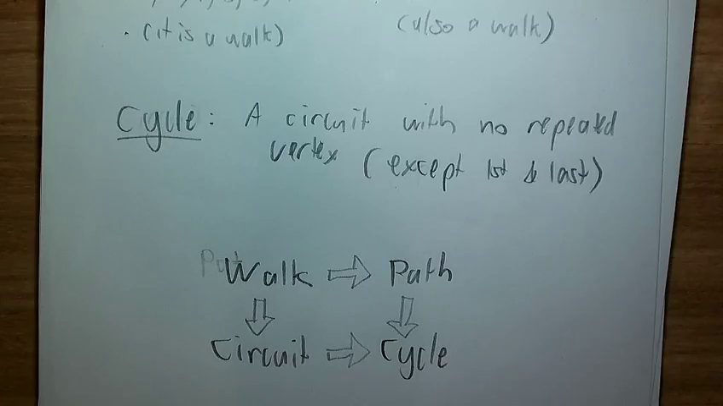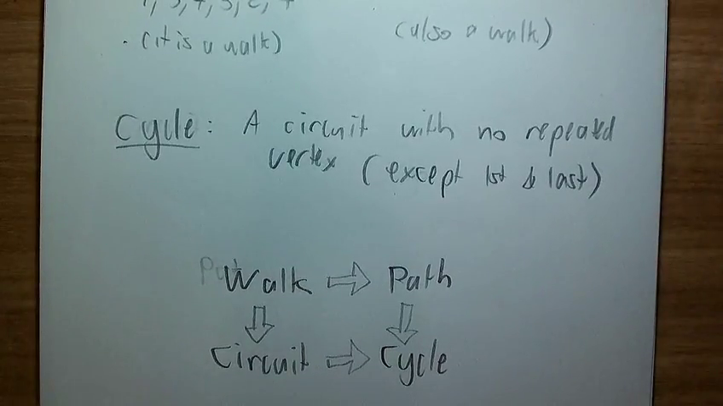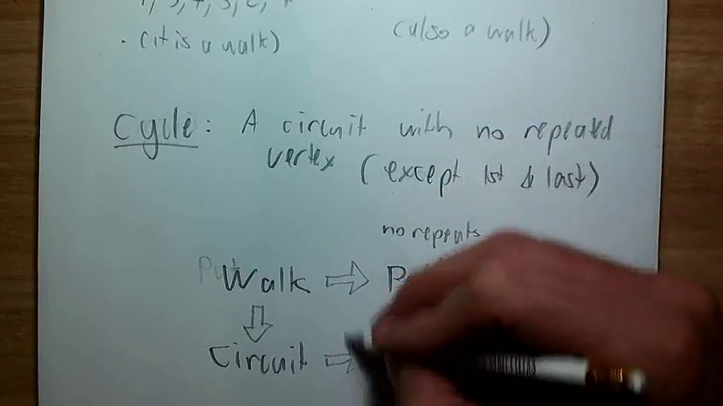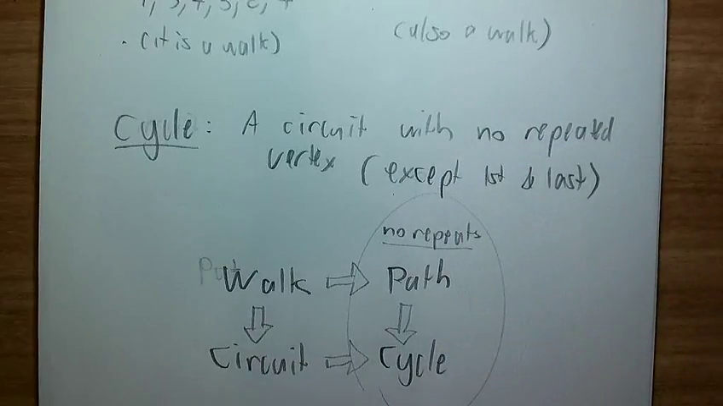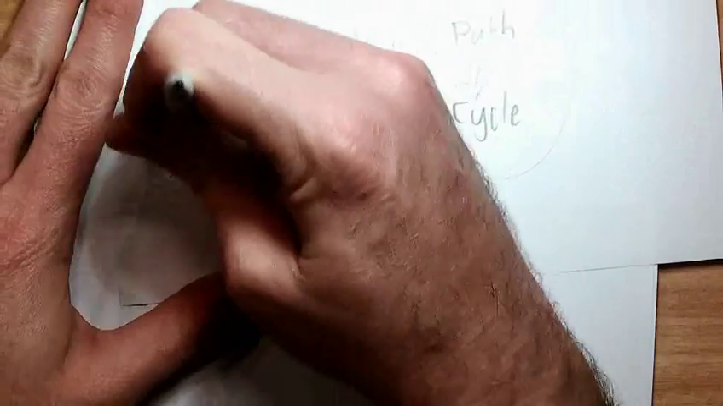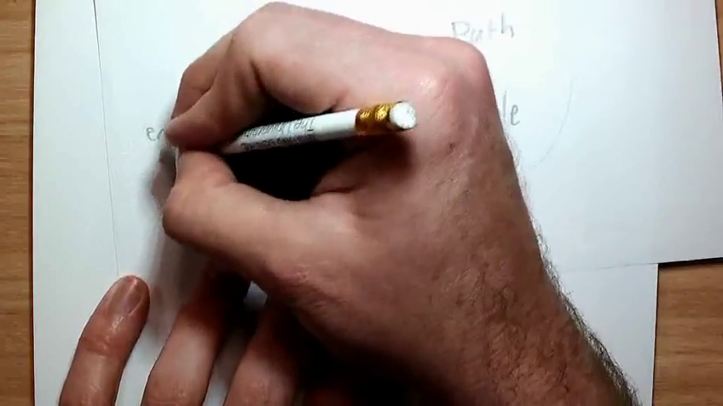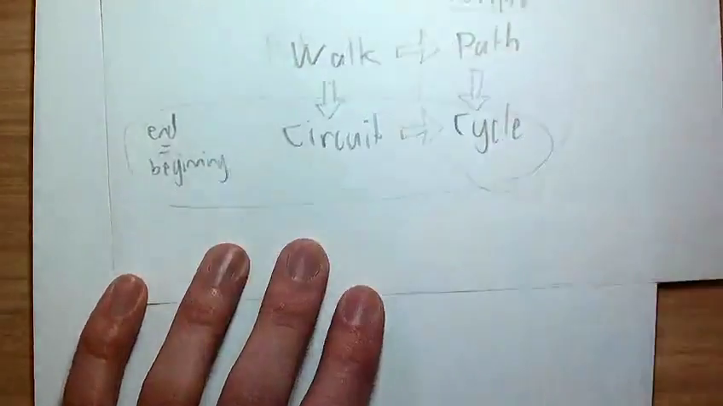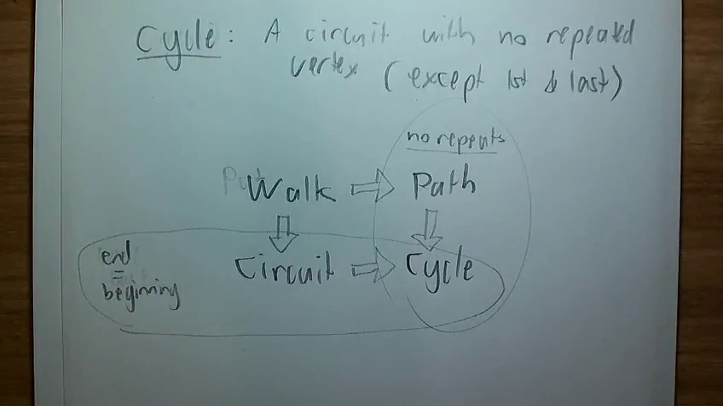So cycles are walks, paths, and circuits. Circuits are walks, but not cycles necessarily, but they might be. That's the idea behind it. And so these ones over here have no repeats over this side. And down here, these ones come back to where they started. Well, I guess end is the beginning. That's a way of organising those terminologies.